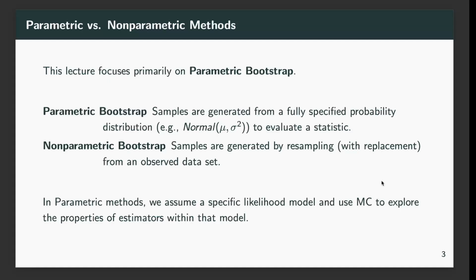multiple bootstrap samples. This approach makes fewer assumptions than the parametric approach, but it requires that the observed data is a good representation of the true population.